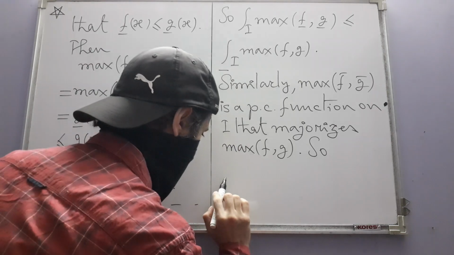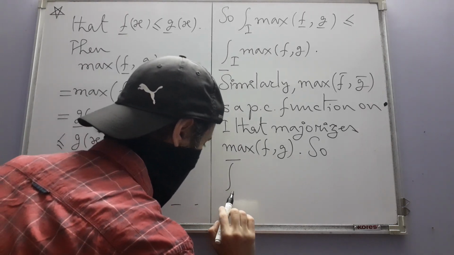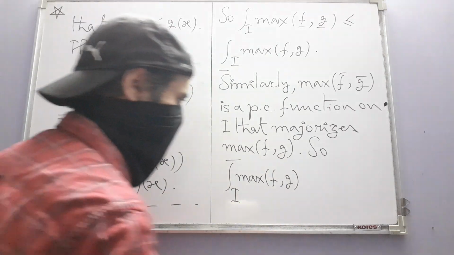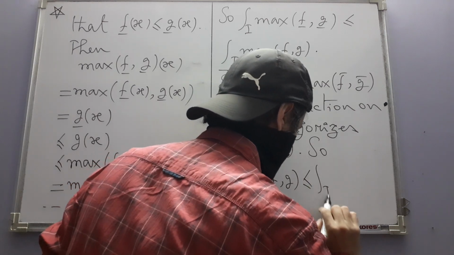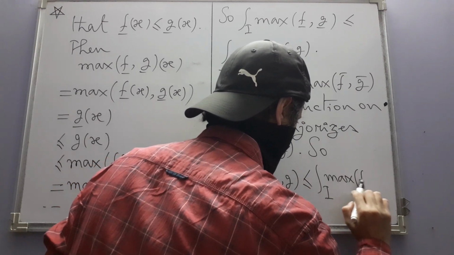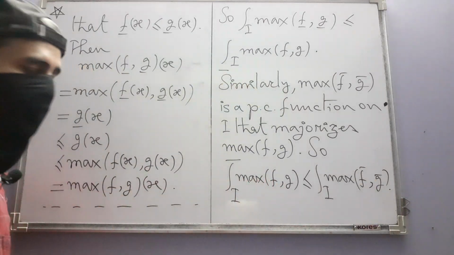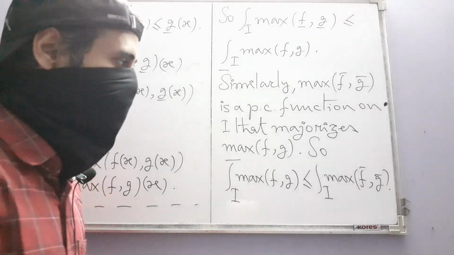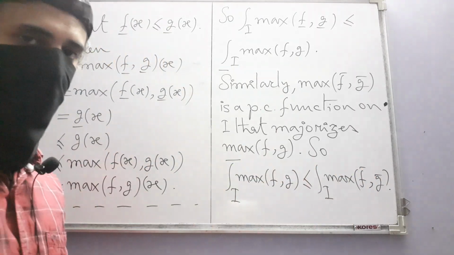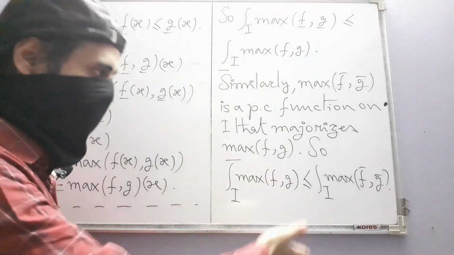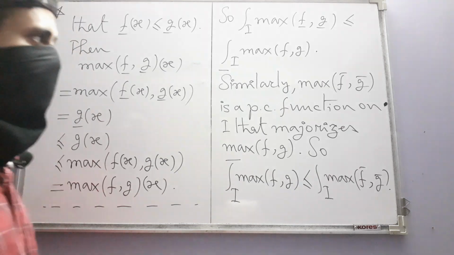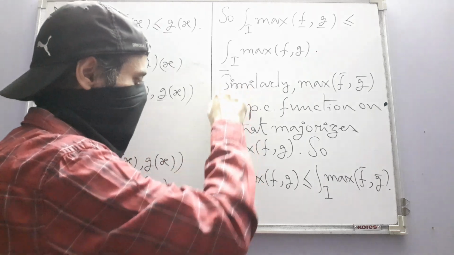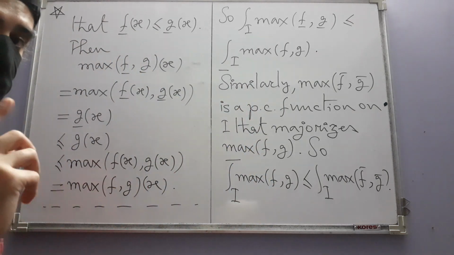So, what can we say about the upper Riemann integral of max of f and g? That will be less than or equal to the integral of max of f bar and g bar. Again, because the upper Riemann integral by definition is the greatest lower bound of the set of such integrals, and this is one such integral. Being a greatest lower bound, it's after all a lower bound, so obviously it will be on this side of the inequality. And now we relate this by recalling that result which says that the lower Riemann integral is less than or equal to the upper Riemann integral for bounded functions.